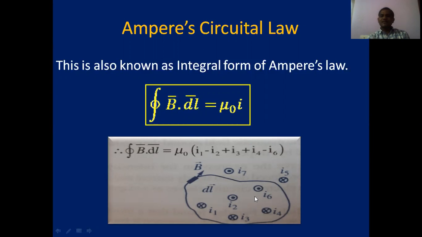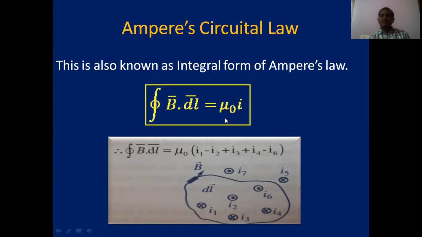I2, I6, I7 are perpendicular to the plane of paper in the inward direction. Outward currents are taken as positive, inward currents are taken as negative. Hence, the net current enclosed by the loop is given by I1 minus I2 plus I3 plus I4 minus I6.